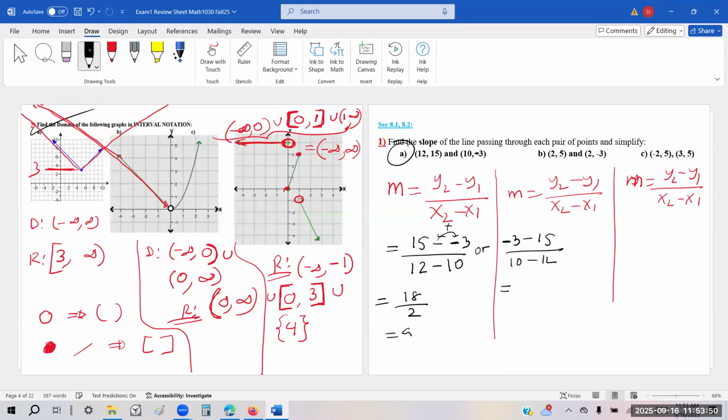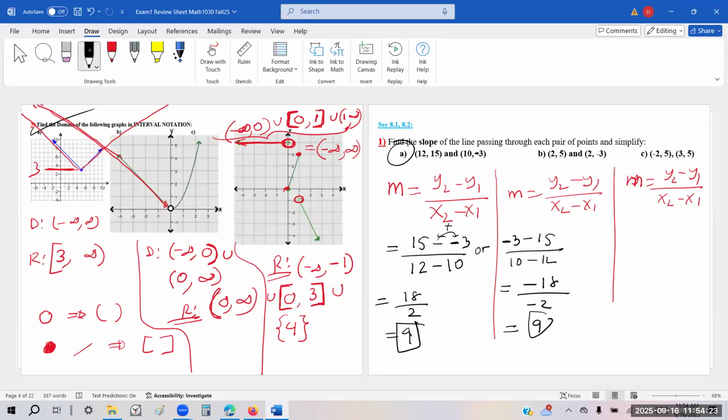But if you do the right one, no problem. Negative 3 minus negative 15 gives you negative 18, and the denominator, negative 2. So what happens to the negative? Positive 9. So that's why we said the position doesn't matter. You can do anything as x1, y1, either the first pair or the second pair. But whatever your x1 is, your y1 has to be the next number on the same pair. So we have a 9.